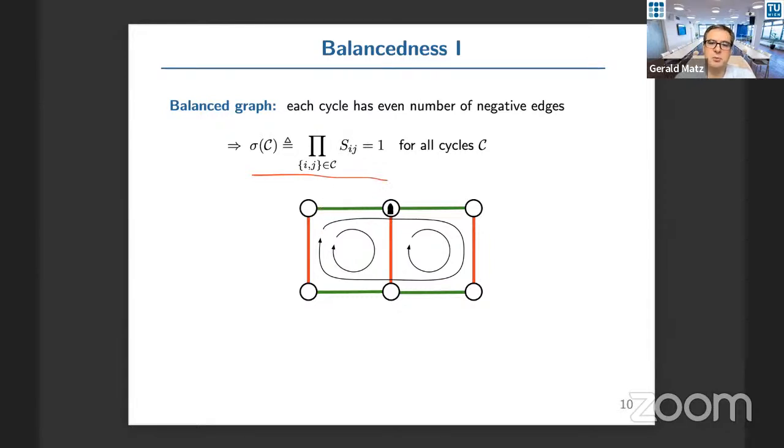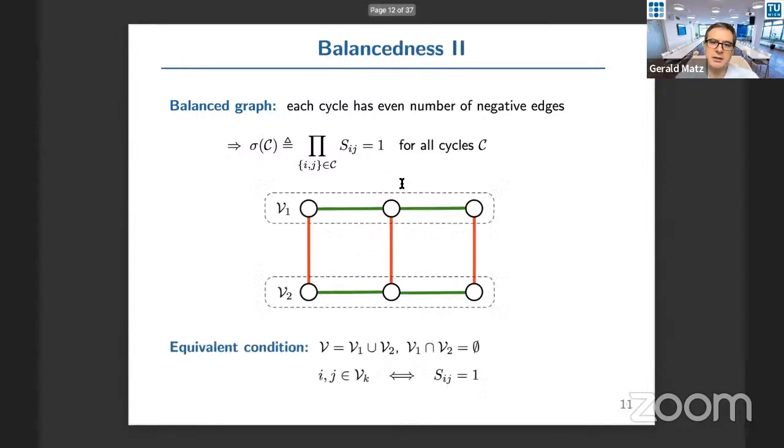So here you would have +1 times -1 times +1 times -1, which would be equal to 1, indicating an even number of negative edges along these cycles. Okay, and you would need to check this for all the cycles in the graph, which here is simple, of course, but for larger graphs, it's a little bit more elaborate. Fortunately, there are alternative equivalent conditions for balancedness, some of which are easier to check.